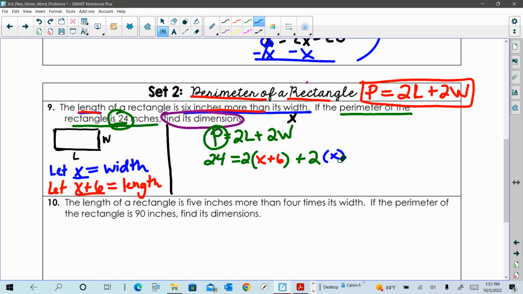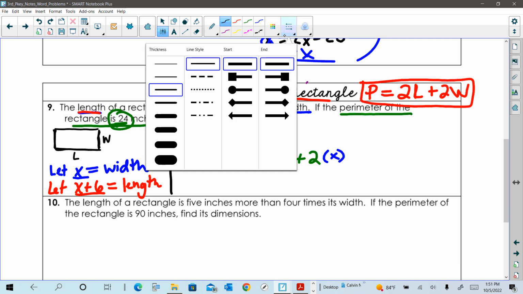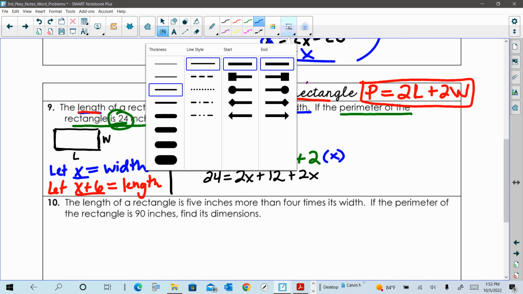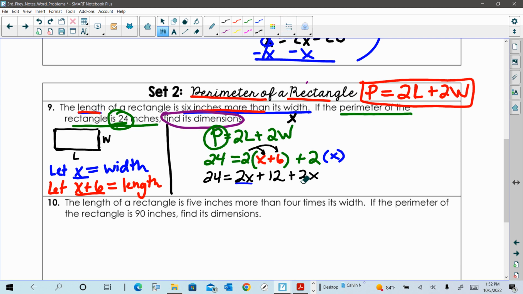Now we're going to simplify this and solve the equation. We need to distribute. So really we have 24 is equal to 2x plus 12, then plus 2x, because 2 times x is just multiplying those together. Hopefully we see we have like terms here. The 2x's can be combined. So this is really saying 24 is equal to 4x plus 12. I'm going to move this over here to the side so I can have more room to solve the equation.